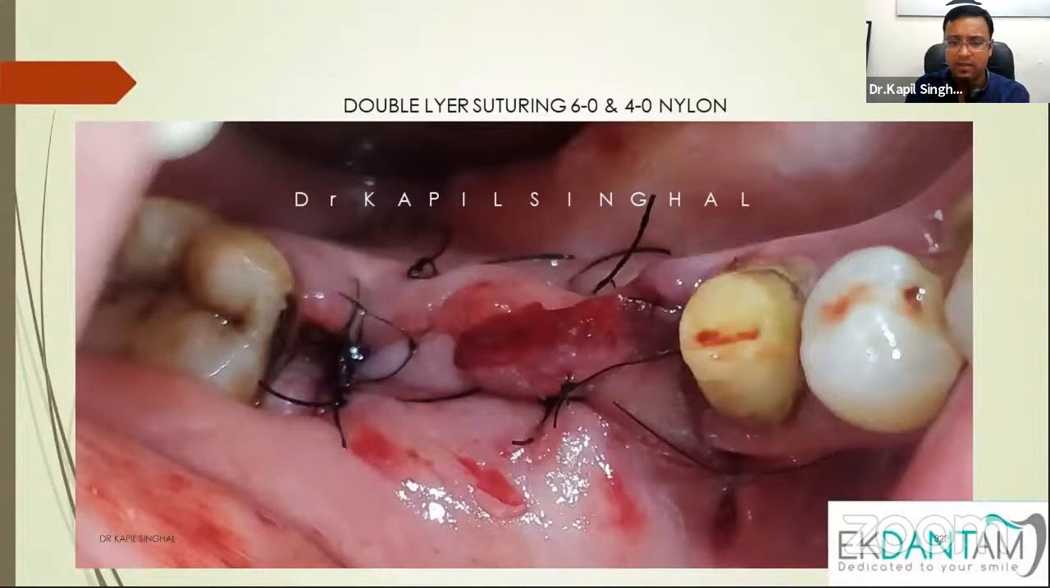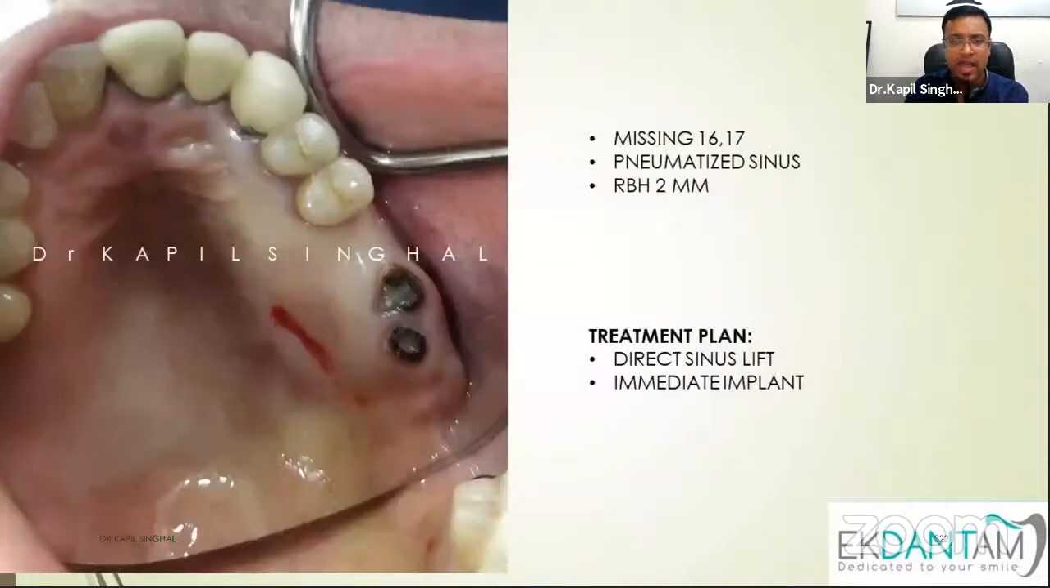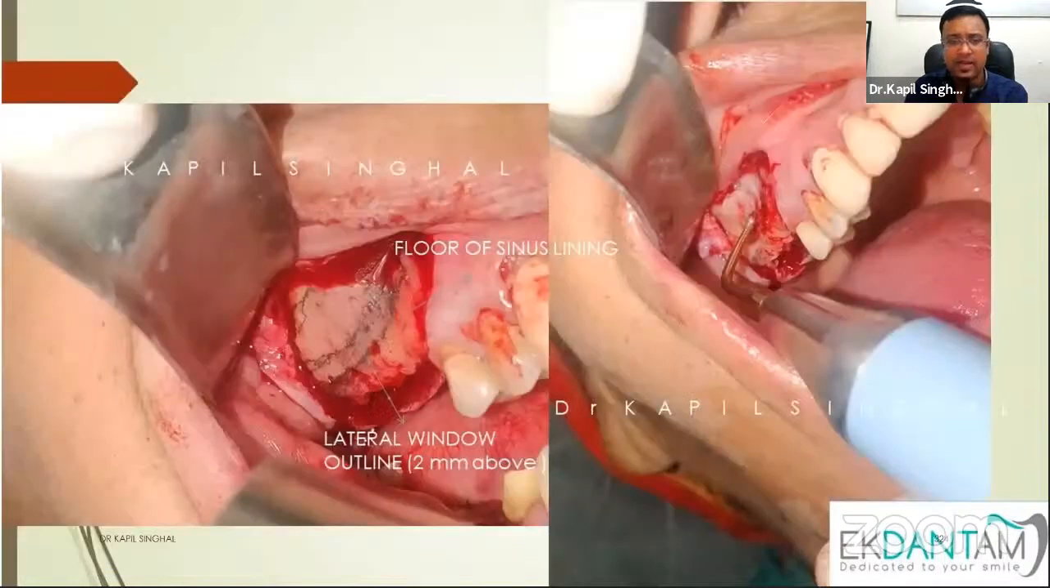Okay, this is the closure, a double layer closure with 6/0 nylon. And the upper one, we did a direct sinus lift. So we created a window in the maxillary sinus to do a direct sinus lift.